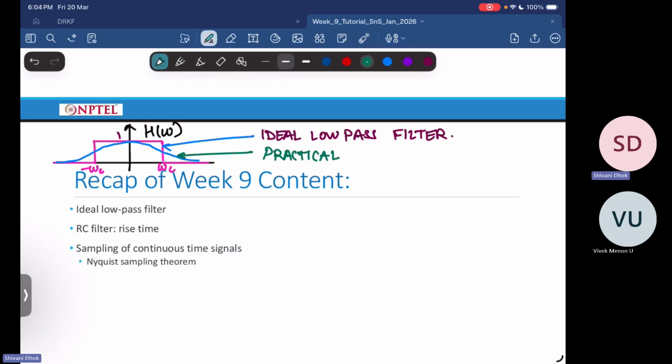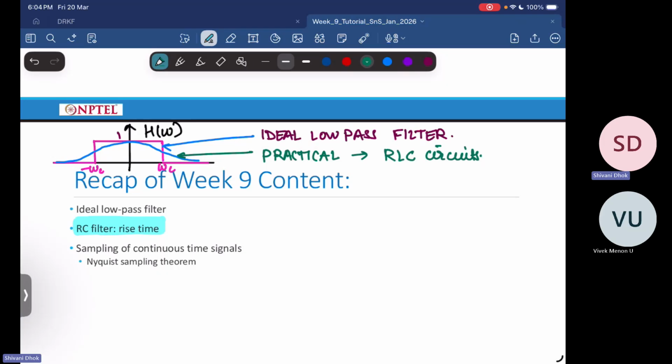And how do you construct these practical low-pass filters? Typically those are constructed using RLC circuits. A typical example of an RLC based low-pass filter we saw in the class was the RC filter. This is an example of a circuitry that allows you to construct a low-pass filter. This is a very basic way of constructing your low-pass filters.